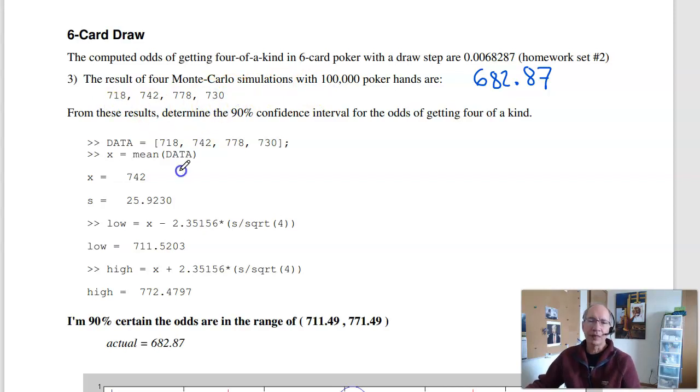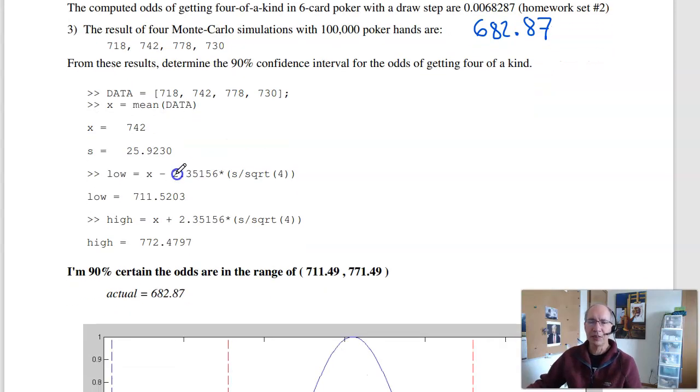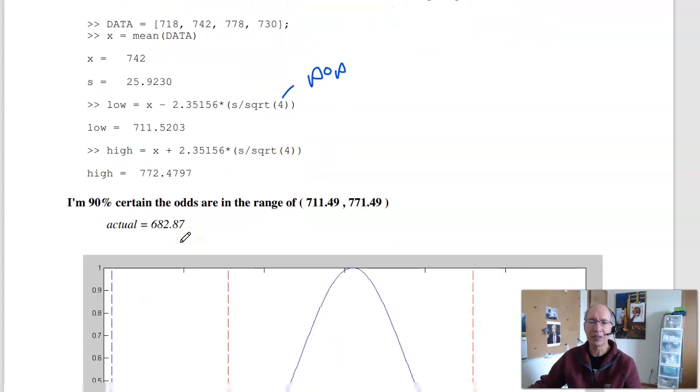With that, I've got a mean, I've got a standard deviation. This again is a population question, so the spread will be the mean plus or minus 2.35 times the standard deviation divided by the square root of the sample size. Again, this is for a population. I want to know the overall average, this number. It gives me, I'm 90% certain it's between 711 and 772.